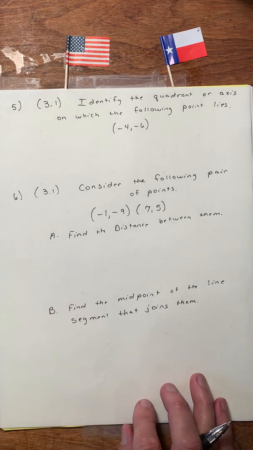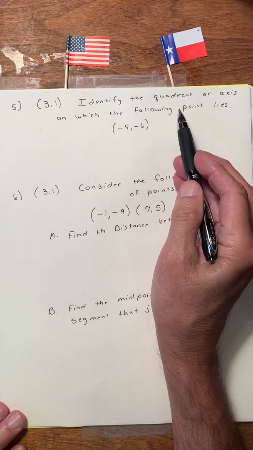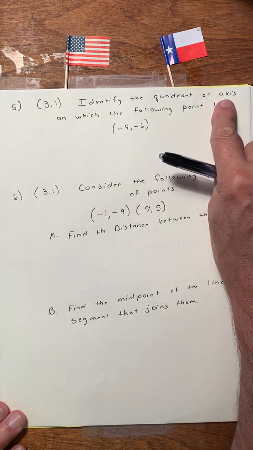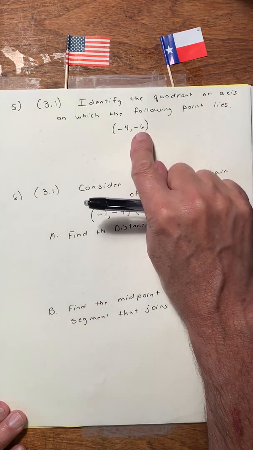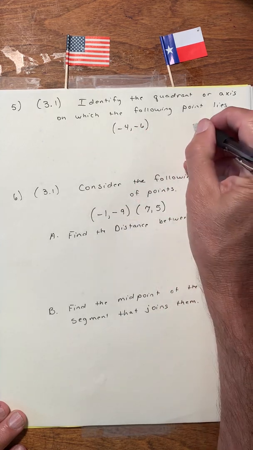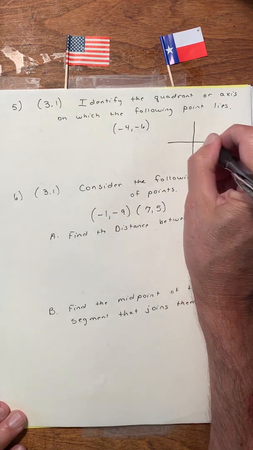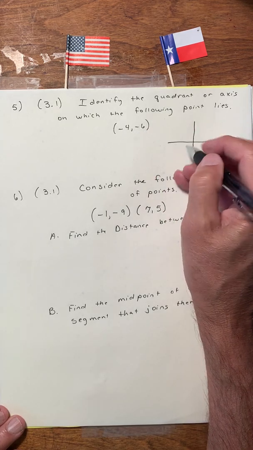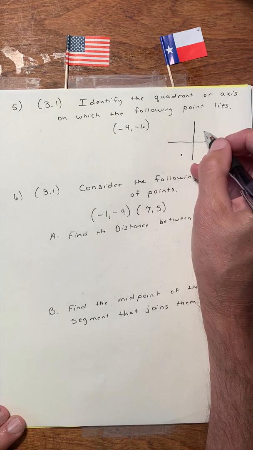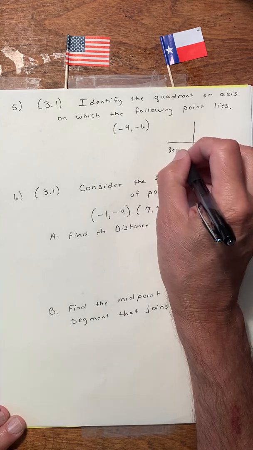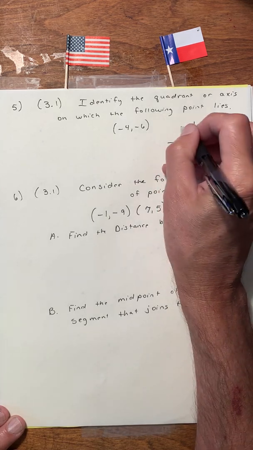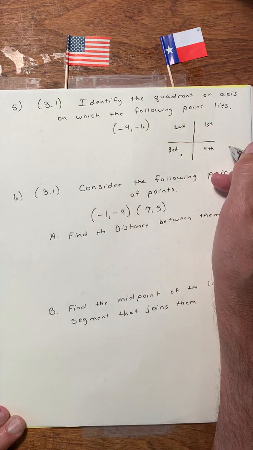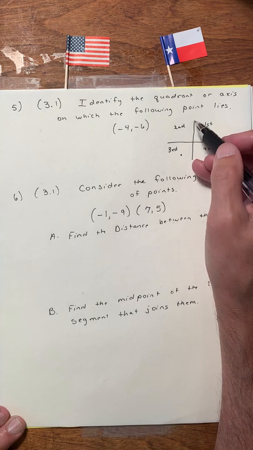Cartesian coordinate system problems. Identify the quadrant or axis on which the following point lies. Remember, if it's an axis point, one of these is going to be 0. So use your grid, your rectangular coordinate system. Let's see, -4, -6 is over here. 1, 2, 3. This is the 3rd quadrant. So my answer to the question is 3rd quadrant.